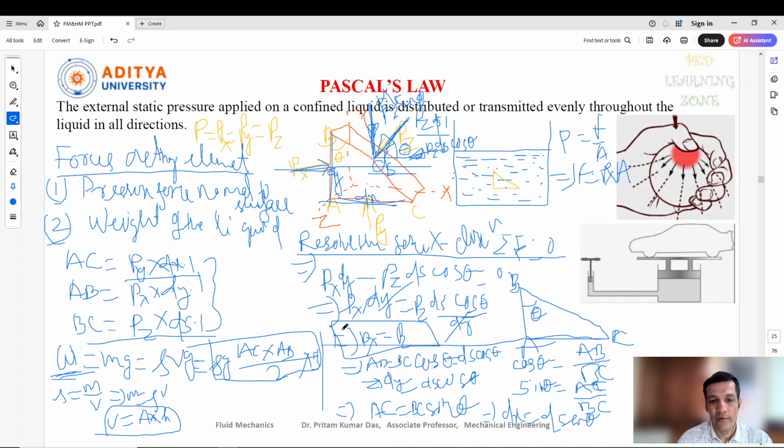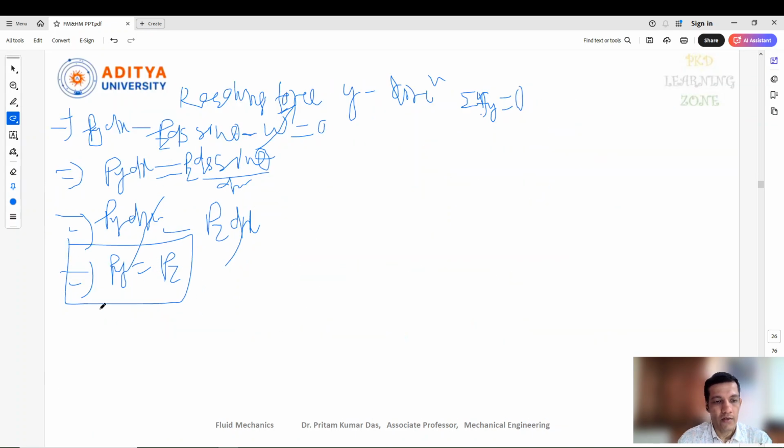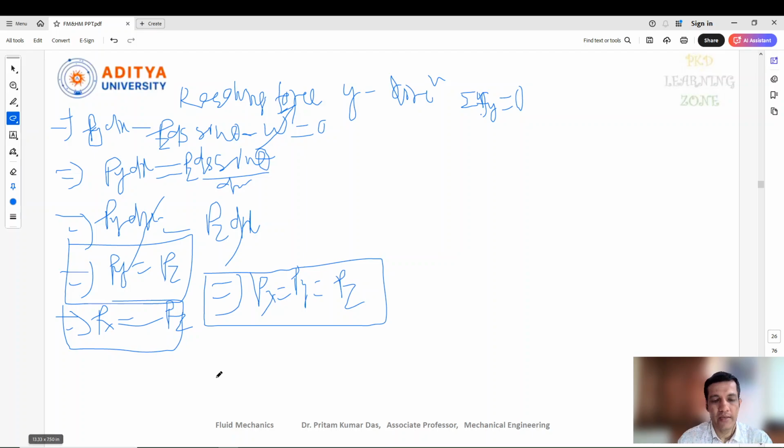Previously we got one equation here, Px equal to Pz. Now see, Py equal to Pz, Px equal to Pz. If you compare these equations, then you can write Px equal to Py equal to Pz, which is the statement given by Pascal. That means the pressure applied at one point of the static liquid will be directed in all directions equally. Okay, so this is all about the derivation of Pascal's law.